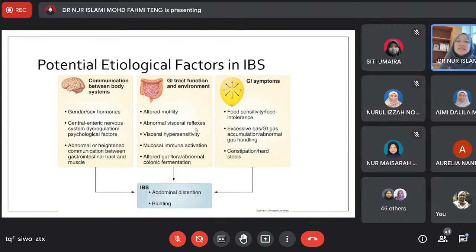This is the list of potential etiological factors in IBS. For the clinical manifestation, they may present with abdominal pain, alteration in bowel habits, and also gas and flatulence.